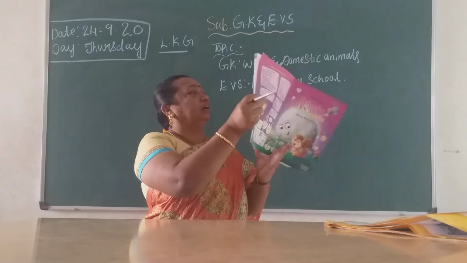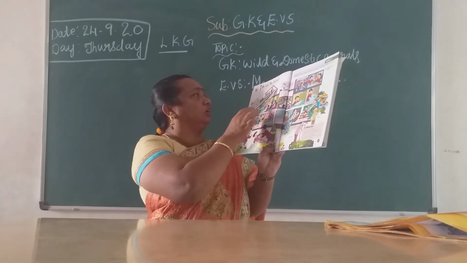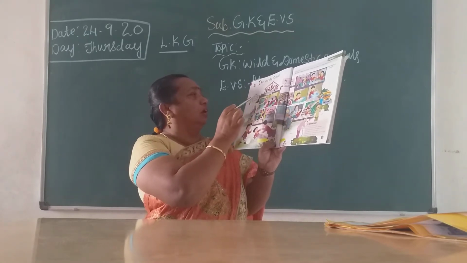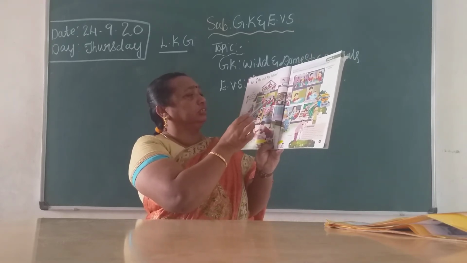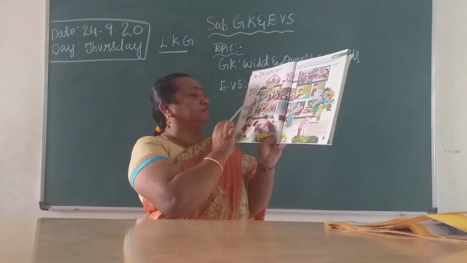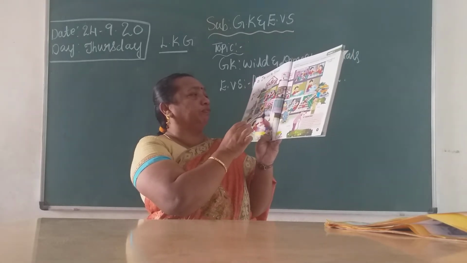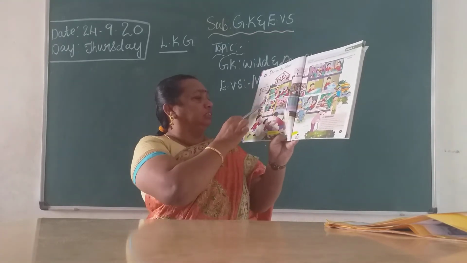Once again, children, I'll teach you Me and My School. See, children, music room, what are they doing? They are playing instruments. Now, here, classroom. Teacher is teaching, children are listening. Here, principal room. Principal is talking with parents and teachers. Now, staff room. All the teachers are sitting in the staff room. Here, what are the children doing?